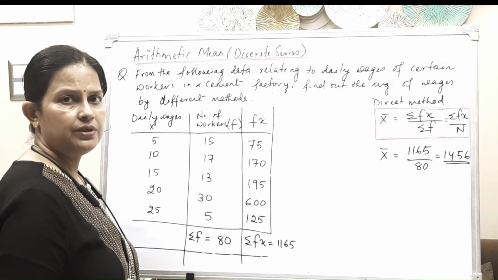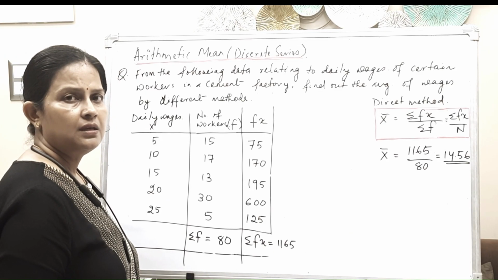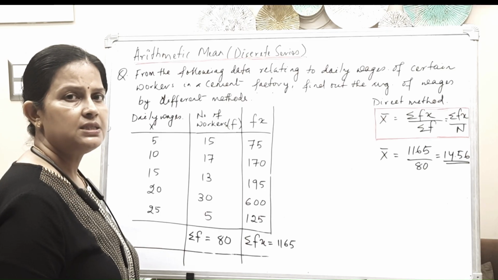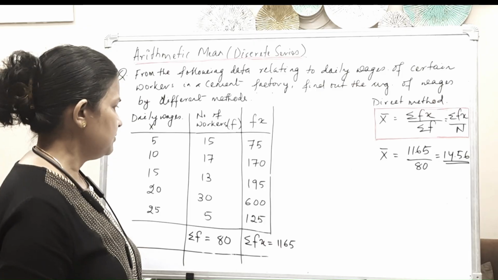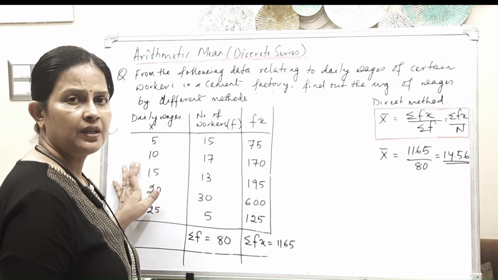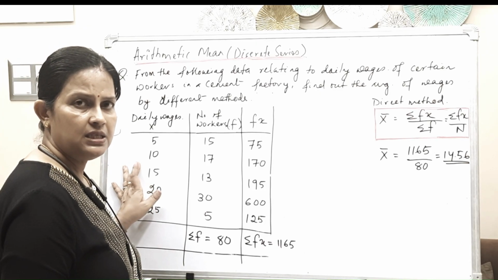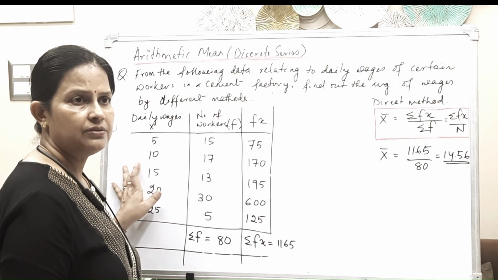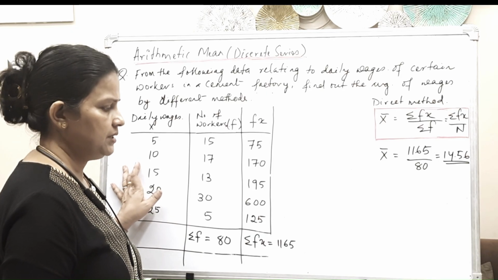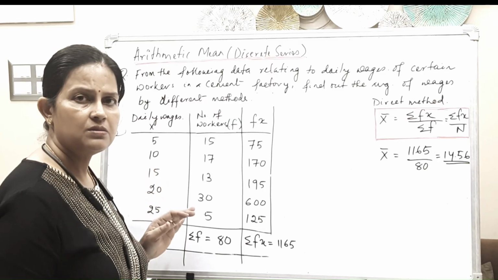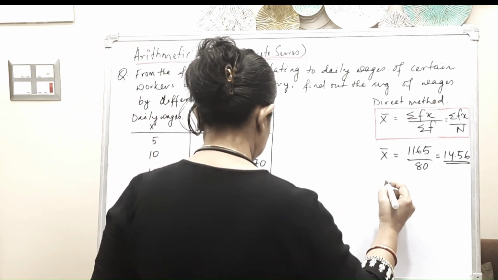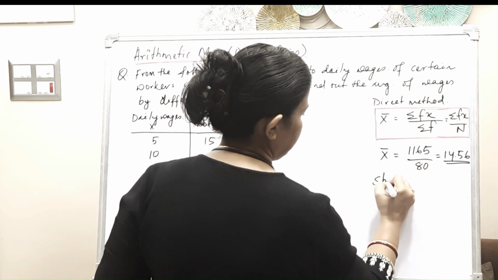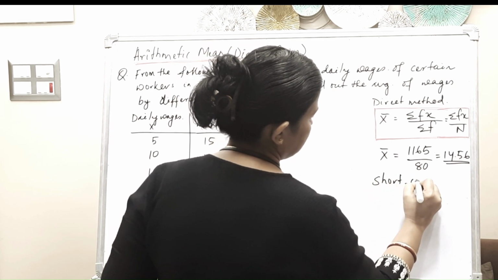The next we are going to discuss the shortcut method, or we can say that is the assumed mean method. In that case, we will assume one value from the series as mean and we will calculate. Assumed mean method is also known as shortcut method. Let us start. I am writing the formula for shortcut method.